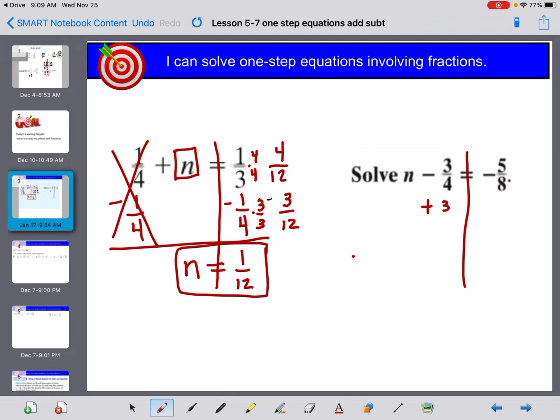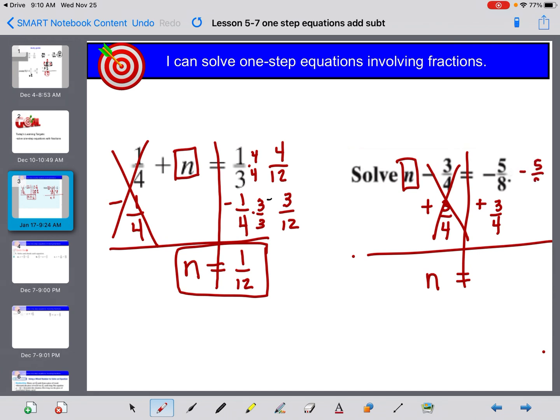The same thing is true if I have a subtraction problem, n minus 3/4. I simply add 3/4 to both sides to isolate my variable n. Now, n is all by itself on the left side of the equal sign. Notice on the right that I want to take negative 5/8 plus 3/4, so I need a common denominator. Negative 5/8 will stay the same. 3/4 will become 6/8 because I will multiply the numerator and the denominator by 2/2.